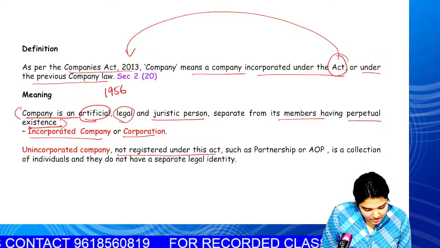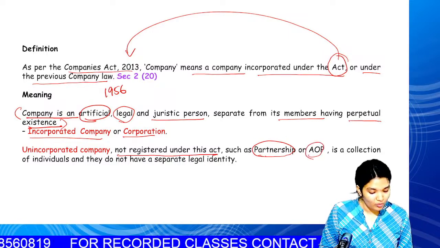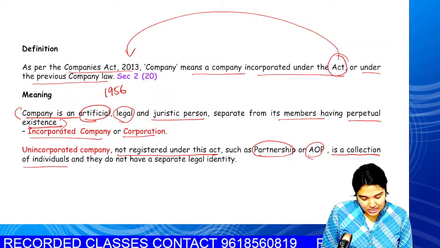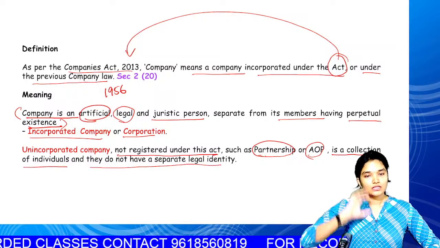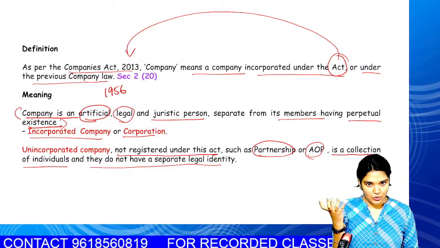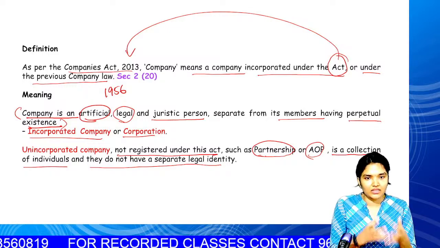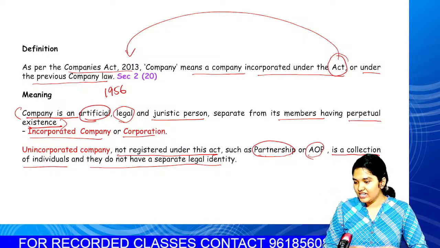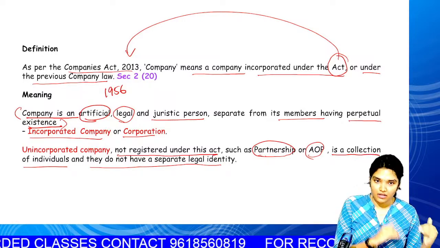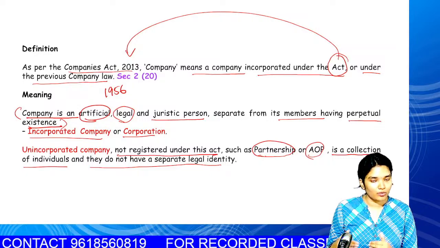Not registered under this Act, such as a partnership organization or an AOP, association of persons, which is a collection of individuals, and they do not have a separate legal entity. So is there any separate legal entity for a partnership firm? No. The managers and the owners are the same, nothing but the partners. They don't have any separate legal entity, they don't have any shares. So they come under the term unincorporated company. They are also individuals doing business together, but they are unincorporated under this Act.